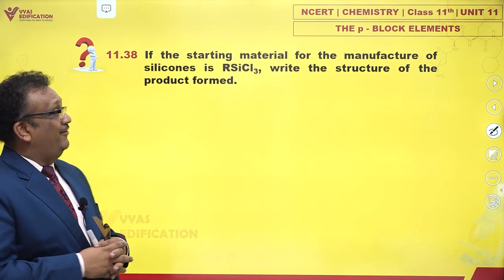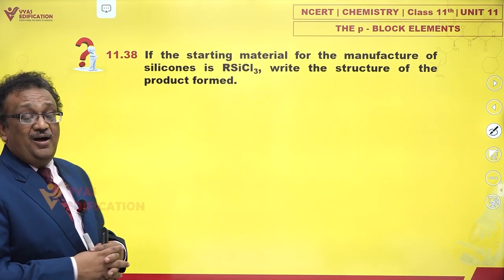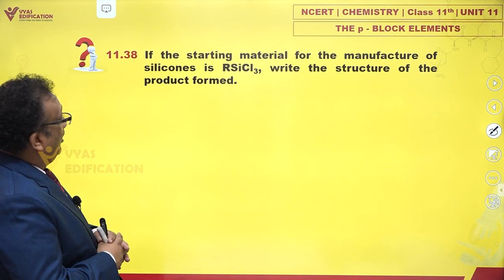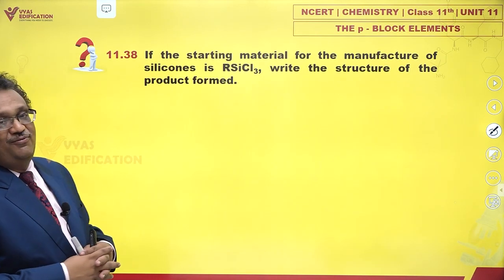The starting material for manufacture of silicones is RSiCl3. Write the structure of the product formed.